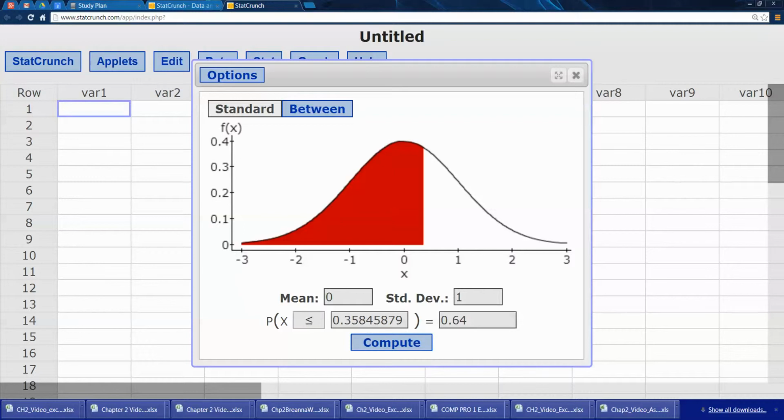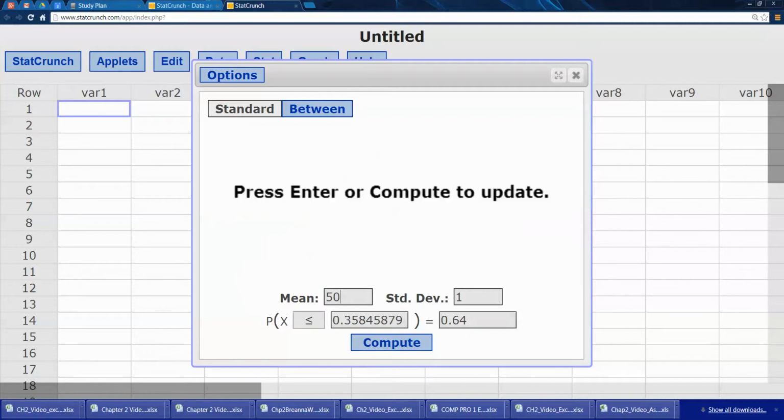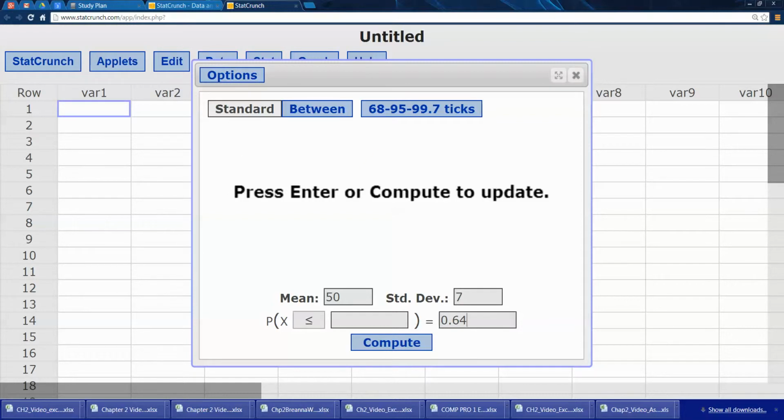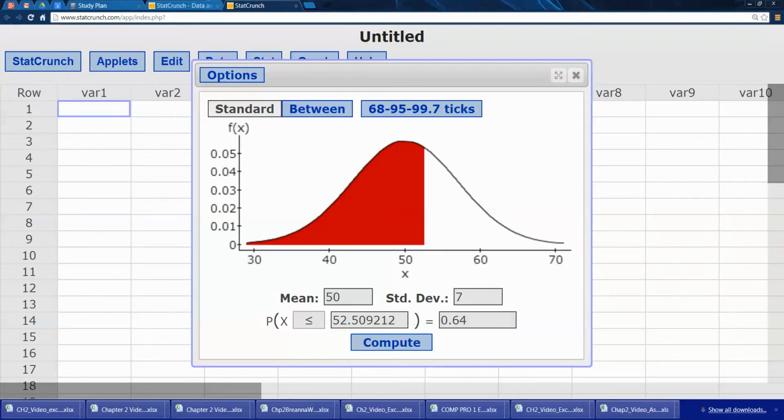Now what you're looking for is the x value that comes down the middle. Keep in mind the mean for this one is 50 and the standard deviation is 7. If I press compute, I'm going to have to enter 0.64 in there again. There we go. There's the mean of 50, standard deviation 7. The probability that x is less than or equal to this value, right where that red line falls.